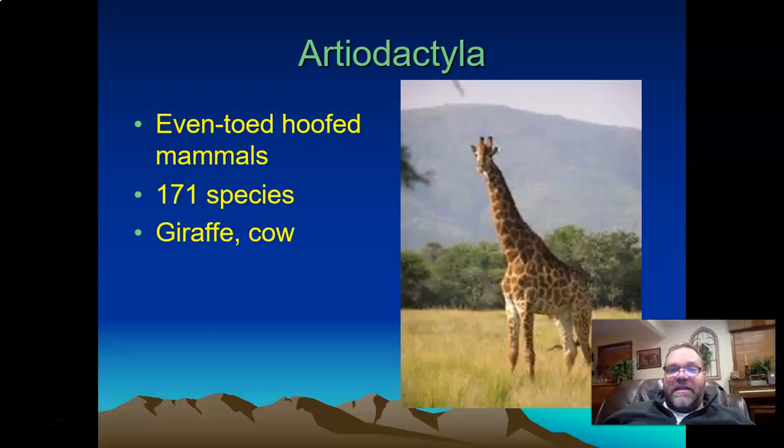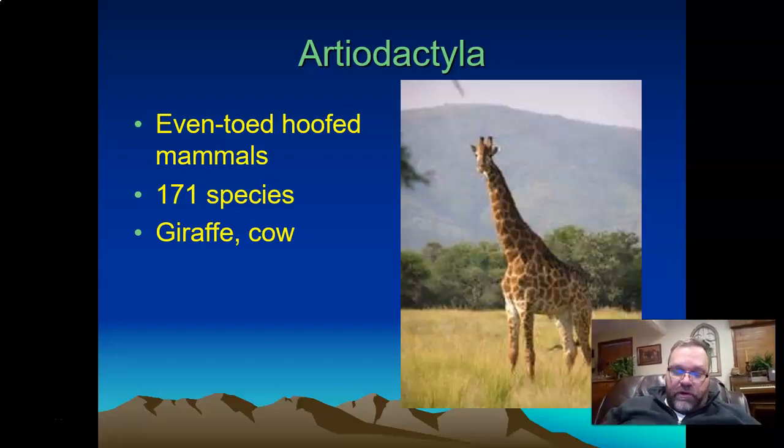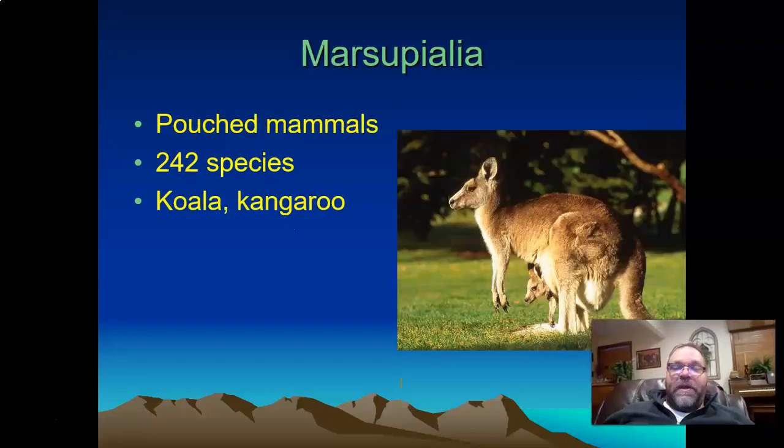Artiodactyla, again, that word dactyla means toe. This time artio means even. These are even-toed hoofed animals. 171 species, like the giraffe and the cow. So they either have 2, usually, or 4 toes. 2 or 4. And marsupialia. These are my pouched animals. 242 species. The koala and the kangaroo would be an example of those.